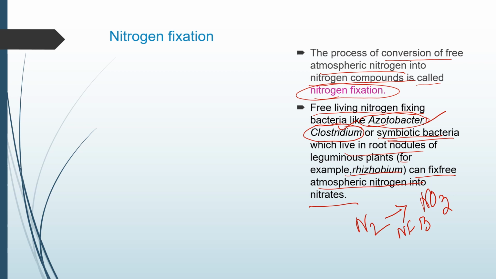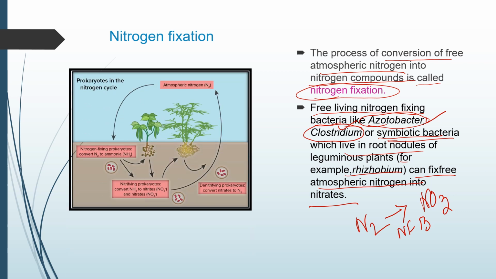Okay, so let us see what is here. Now here you can see this is a cycle, atmospheric nitrogen. This is being converted with the help of nitrogen fixing prokaryotes or bacteria to ammonia. This is present in the root nodules of leguminous plants. Again this ammonia is converted to nitrites, then to nitrates, and again these compounds are converted to atmospheric nitrogen by denitrifying bacteria.